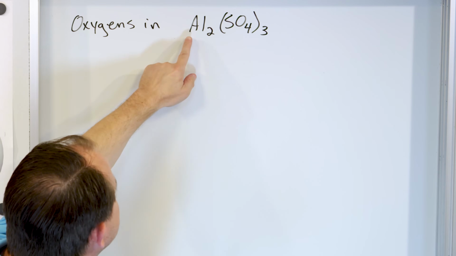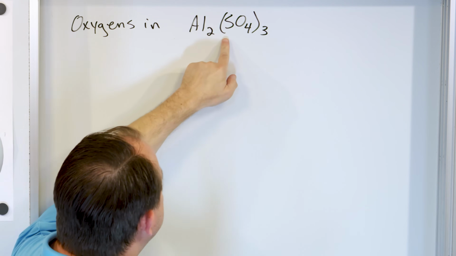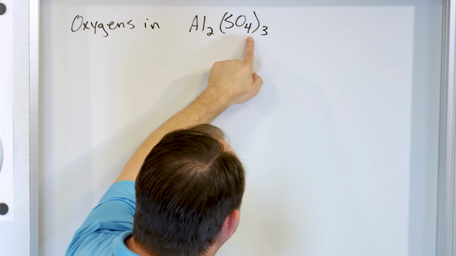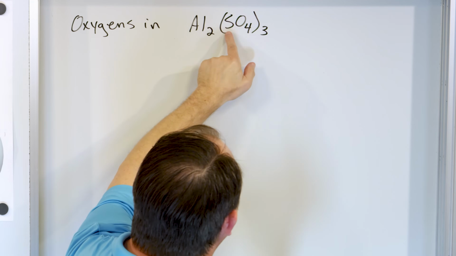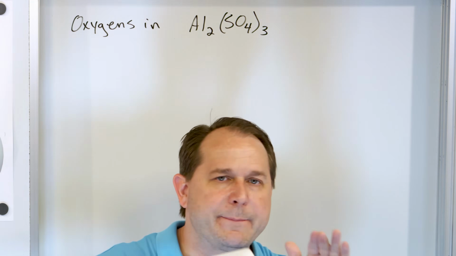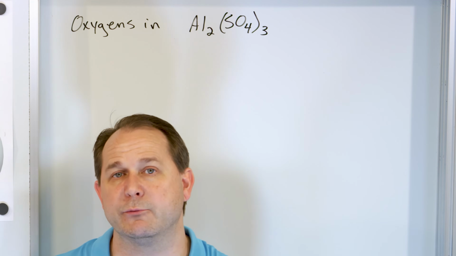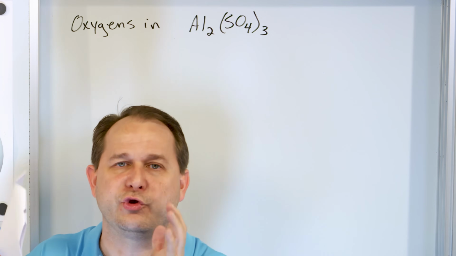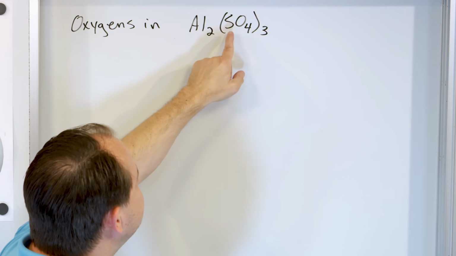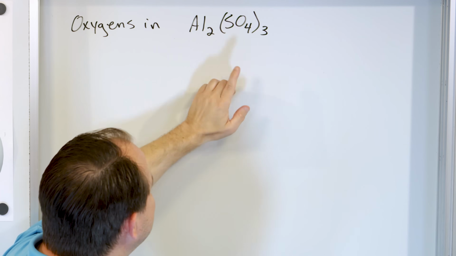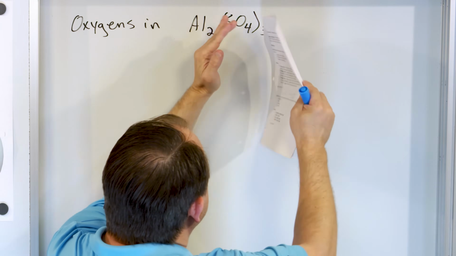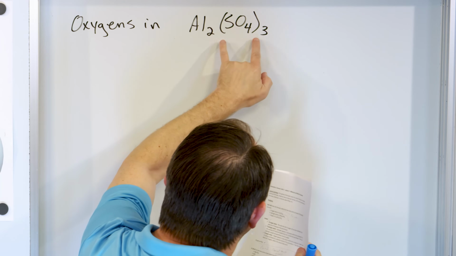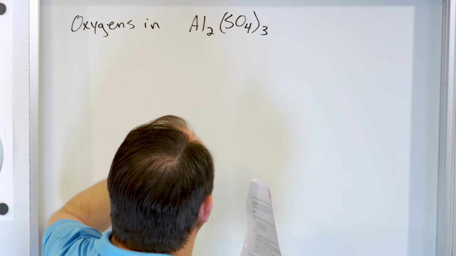So what this means is you have 2 aluminums bonded to 3 of this thing in parentheses, which we're going to talk about in its own lesson, but it's SO4. When you see something located in parentheses in a chemical formula, whatever is in the parentheses is treated like its own little unit, okay? SO4 is kind of like its own self-contained thing, and there's 3 of them. 3 of these entities, which are bonded to 2 of these aluminums.